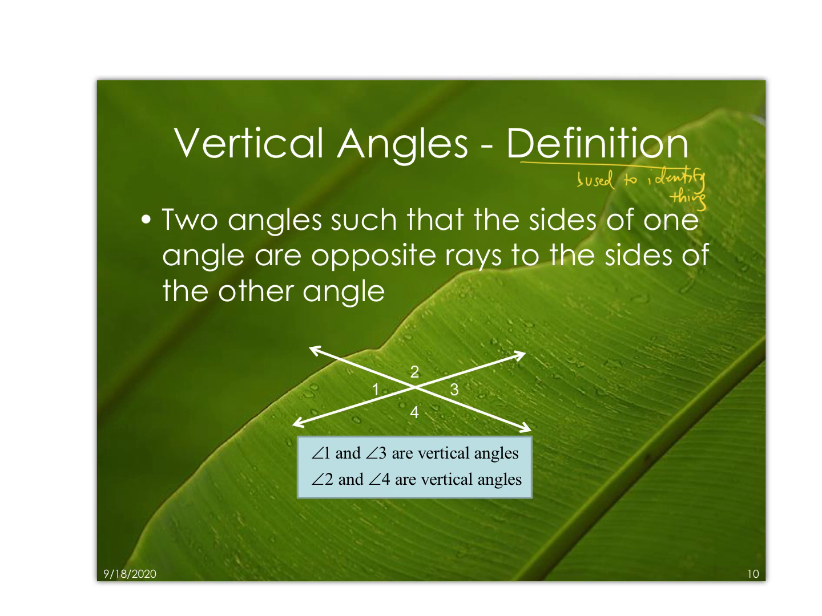The definition says two angles such that the sides of one angle are opposite rays to the sides of another. So in other words, the side of angle 1 here is an opposite ray to the side of angle 3. Same with this one. That's where we get to identify that 1 and 3 are vertical angles, and 2 and 4. So again, the definition helps us to identify them.